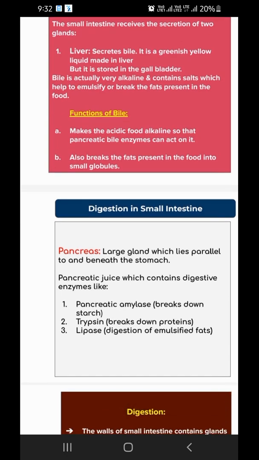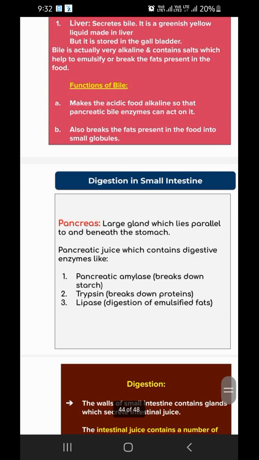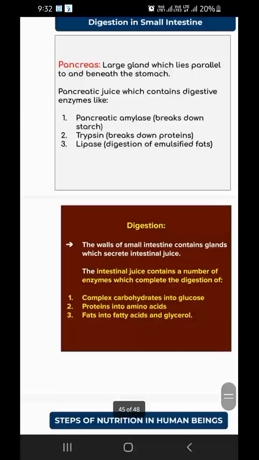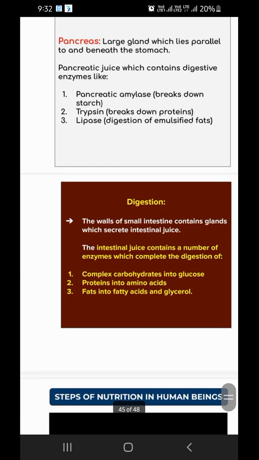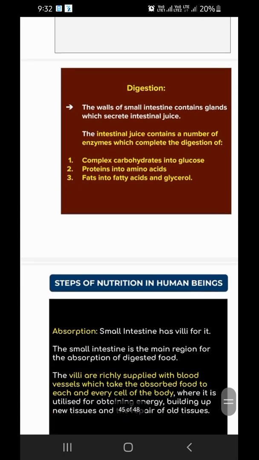Digestion in small intestine. The pancreas is a large gland which lies parallel to and beneath the stomach. Pancreatic juices contain pancreatic amylase, as I told you, which breaks down starch, trypsin for proteins, and lipase for fats. The walls of the small intestine contain glands which secrete intestinal juices. The intestinal juices contain a number of enzymes which complete the digestion of carbohydrate to glucose, protein to amino acid, fats to fatty acid and glycerol.